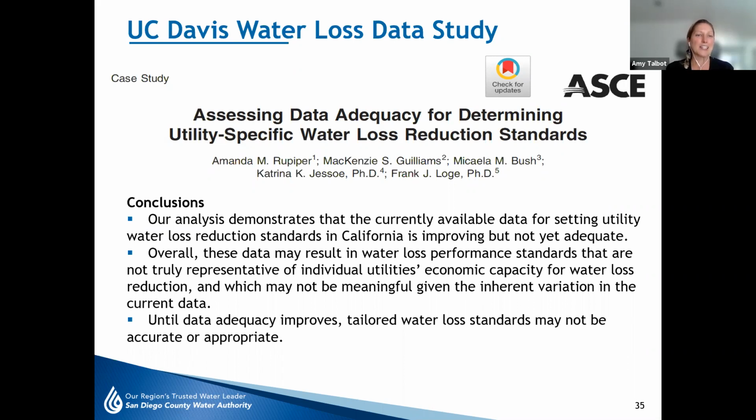And so that's kind of been an interesting twist in here. We know that water loss data improves over time. And I think there was a lot of hesitation expressed in the beginning of this process that it would be good to have a lot of flexibility built in because we know the data is improving. But that has been kind of formalized by UC Davis now. And with that, I think that's the last slide.